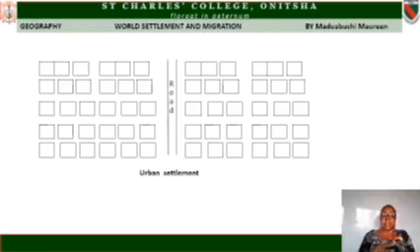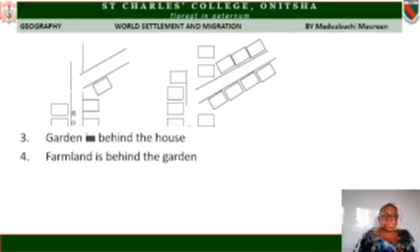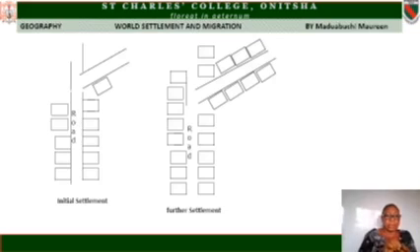Linear settlement. Characteristics of linear settlement. It is settlement along the roads, rail, rivers, or track, that is, means of transportation. 1. Initial settlement is along the track. When people try to settle in that area, they do not go inside. They continue to settle along the road. Further expansion is along the road. Garden is behind the house. Farmland is behind the garden. From this diagram, you see the initial settlements stopped here. Look at the further settlement, it starts expanding along the road.